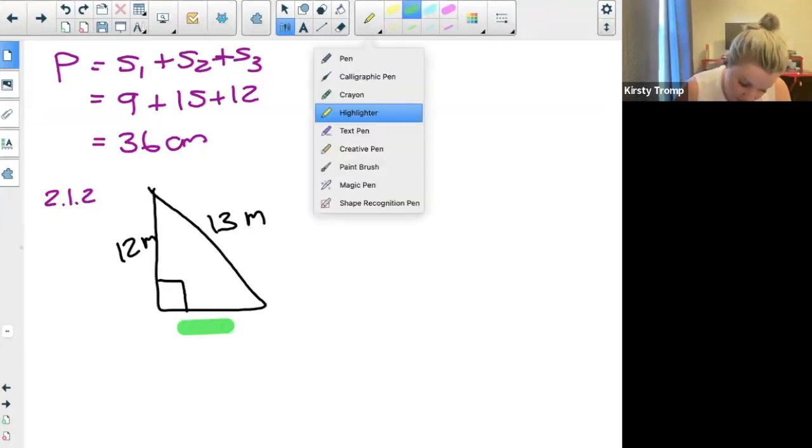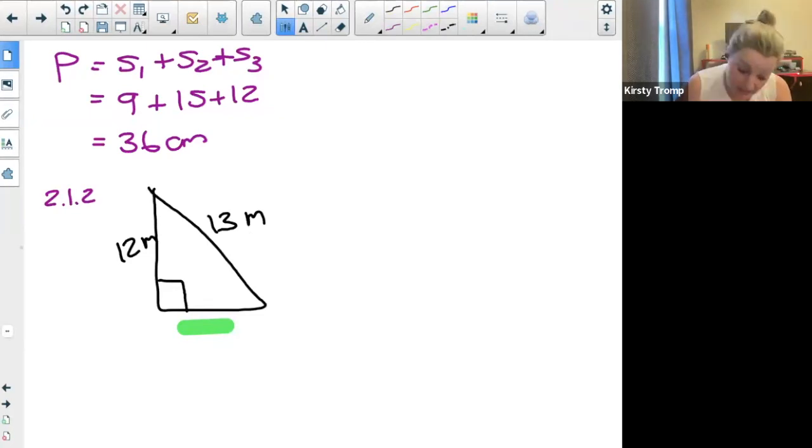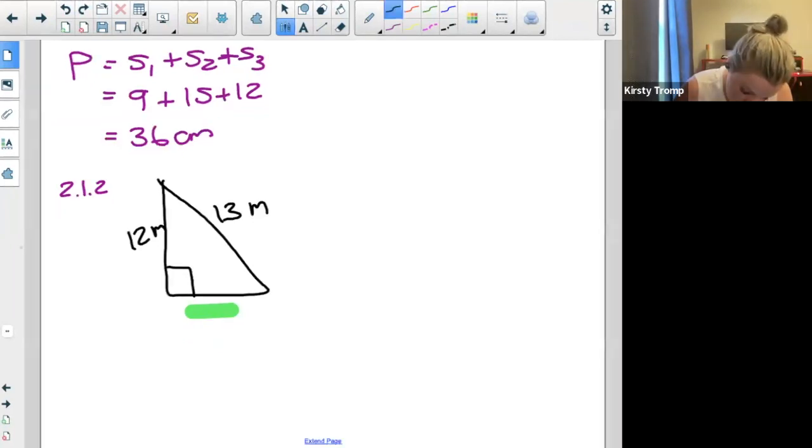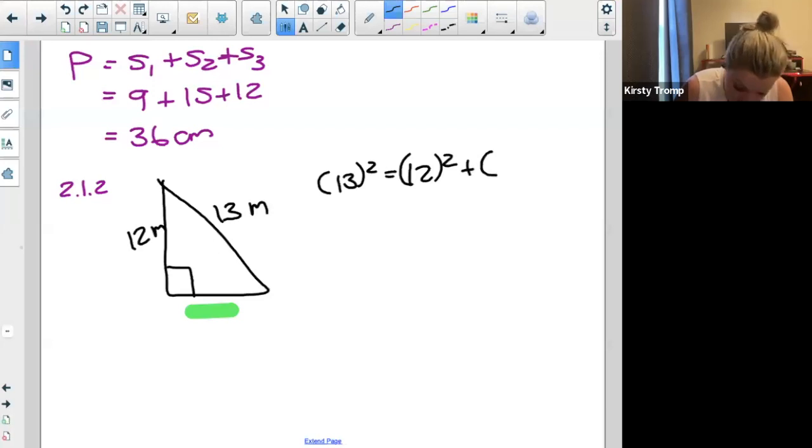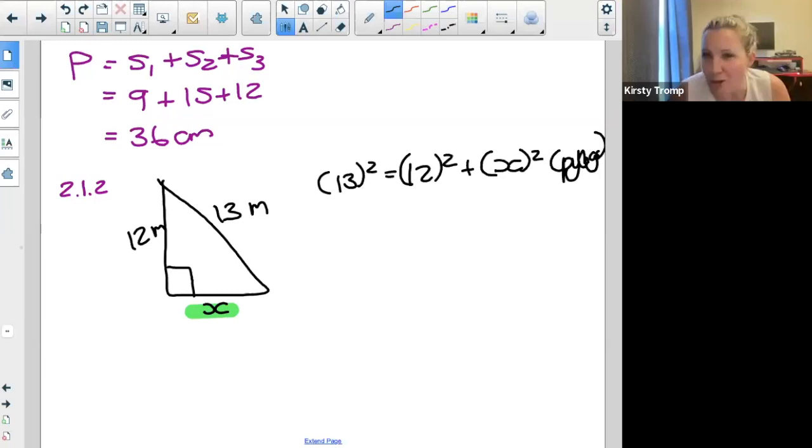So I need to say, to get that side, 13 squared equals 12 squared plus that missing side, and I'm going to call that side x for now, x squared, and for my reason, I'm going to write Pythag, because remember, we're still doing geometry. And what is geometry? She's a sob sister, so she's always going to ask you, why? Why is that true? It's true because of Pythag.